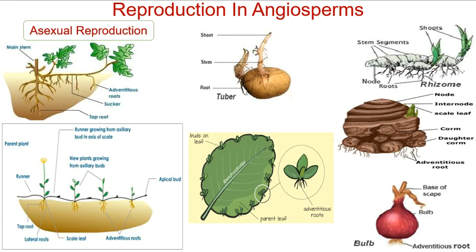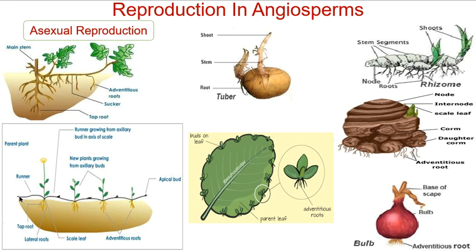On the screen you can clearly see there are various methodologies through which an angiosperm can reproduce asexually, like through adventitious roots, suckers, runners, plantlets, tubers, rhizomes, corms and bulbs. All the methods shown on the screen are similar: the roots are growing and shoots are growing and new plants are developing, and side by side they are storing nutrients also.